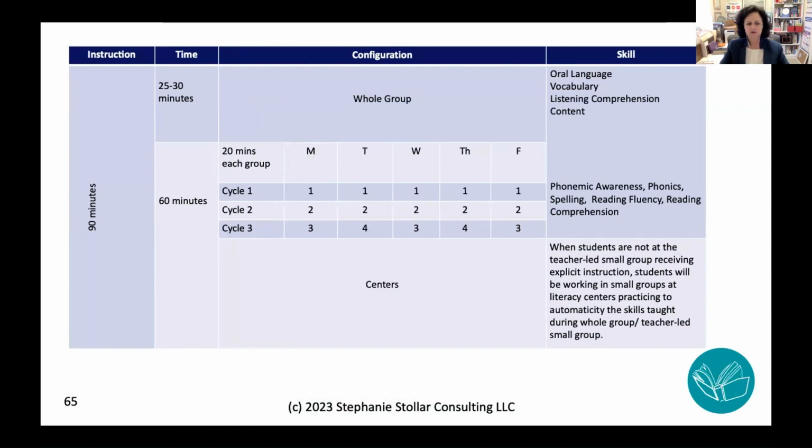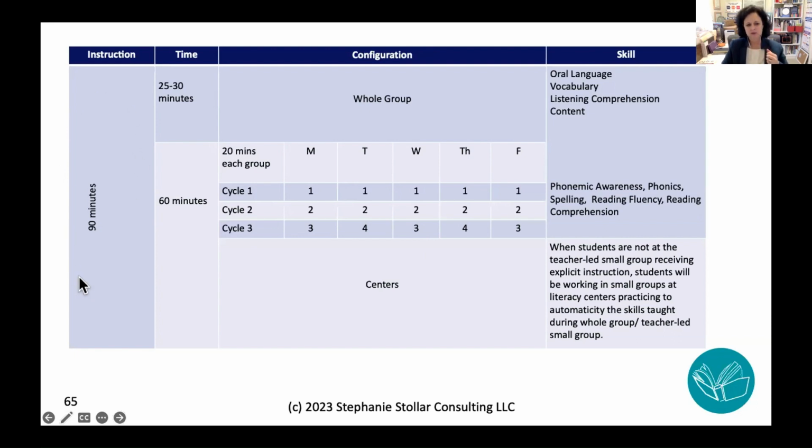Here is a picture of scheduling within the tier 1 reading block. Again, this is not meant to be like you have to do it this way. This is meant to be an illustration for the sake of conversation. Let me point out a couple of elements here that were specific to this particular school. They had 90 minutes for tier 1 reading instruction.